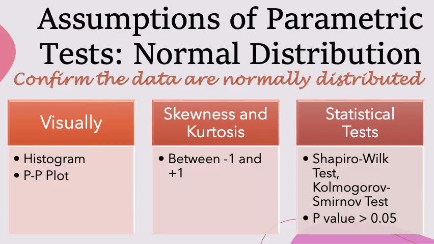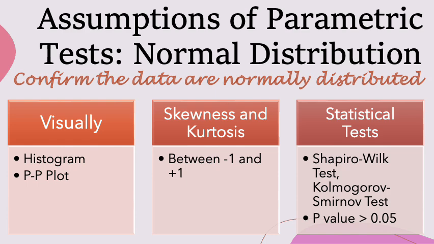The second question you may be asking yourself is, how do we confirm that the data are normally distributed? There are a few options that you can use to go about confirming normal distribution. First, you can visually check for normality using either a histogram or a PP plot. We have discussed histograms previously, and with the histogram, remember you are looking for a bell curve to confirm normality.